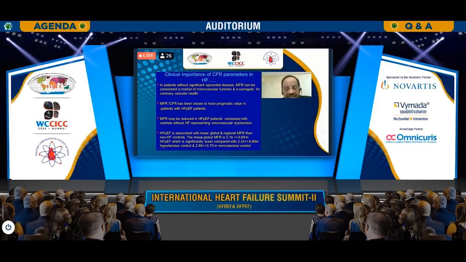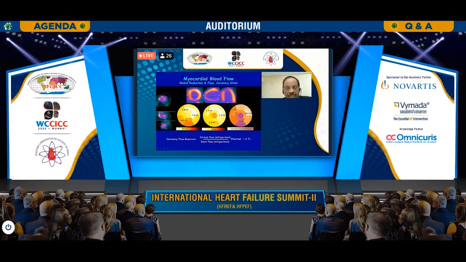So it can clearly detect the microvascular dysfunction resulting in LV systolic dysfunction in HFpEF patients. So this is a patient, and you can find that myocardial blood flow is reduced, and all the territories are showing low myocardial flow reserve: LAD 1.1, 1.1 and 1.4.